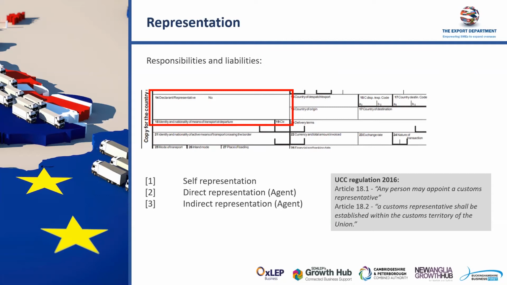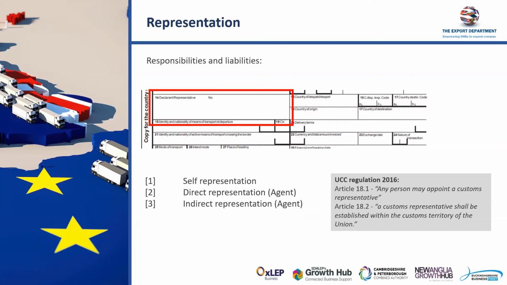Indirect representation is where agents share a certain level of responsibility, and liability for when things go wrong. Historically, we've seen this where the freight forwarding company might be a sister company to the importer or exporter, so they've been linked in some way, and that's typically been where agents have only wanted to act in that capacity when they've had some link with the importer or exporter. But there were changes to the Union Customs Code back in 2016, which made it more difficult for agents to refuse to act in that indirect capacity.